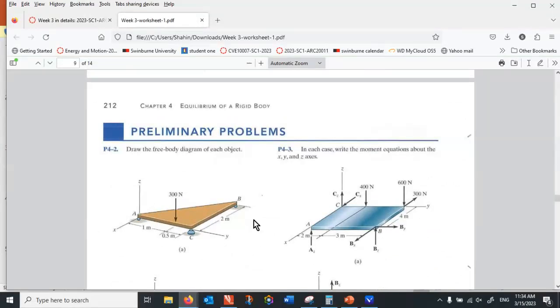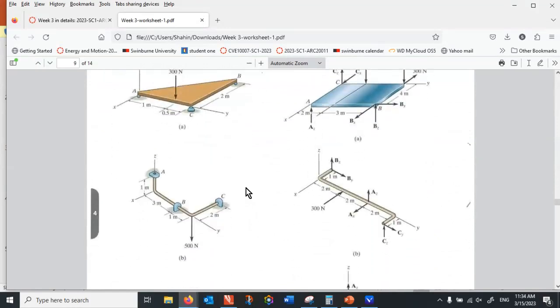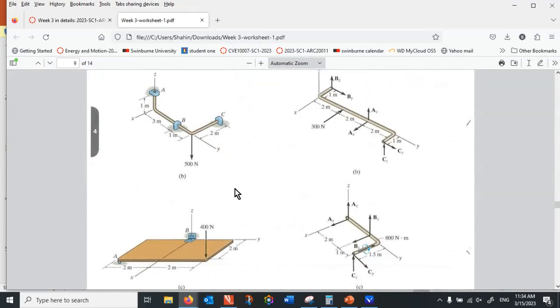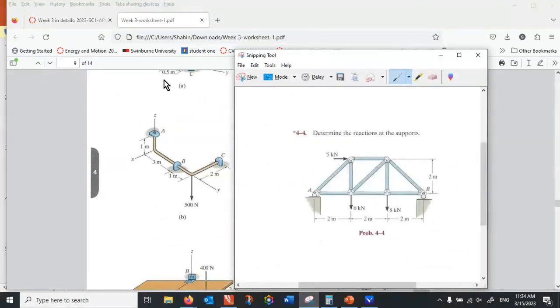Okay, here you just want to do the free body diagram. That's easy. Free body diagram, for example, this one. Let's do the free body diagram for this one.